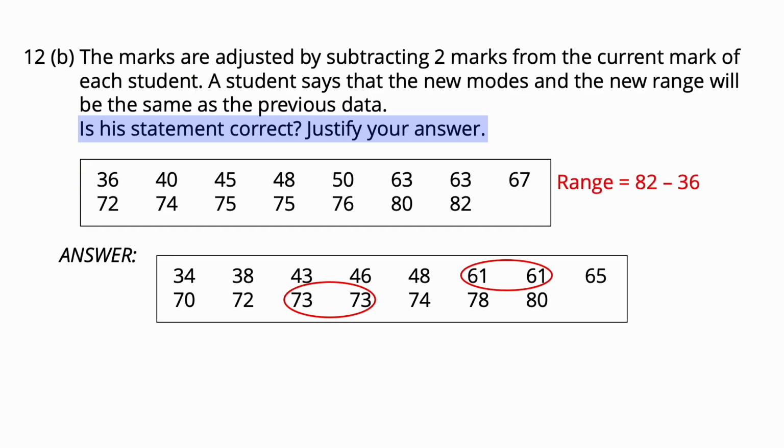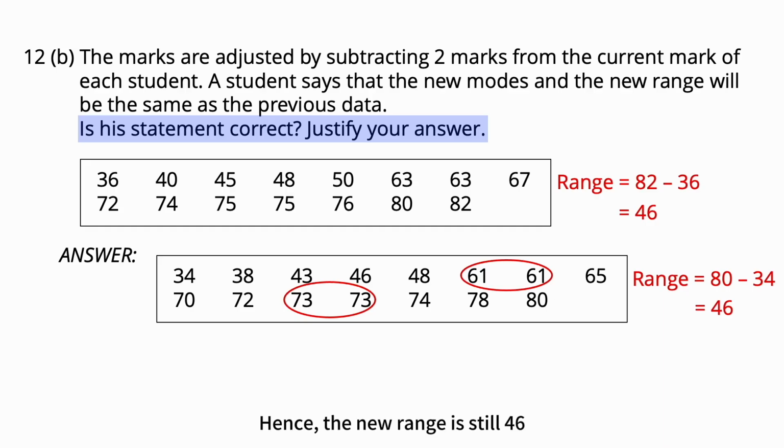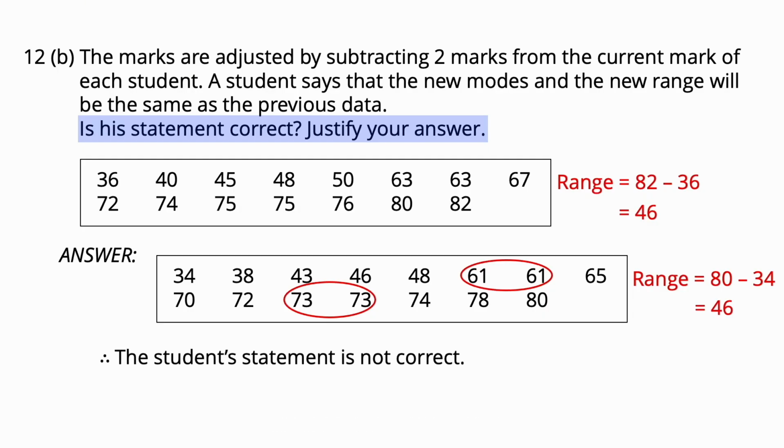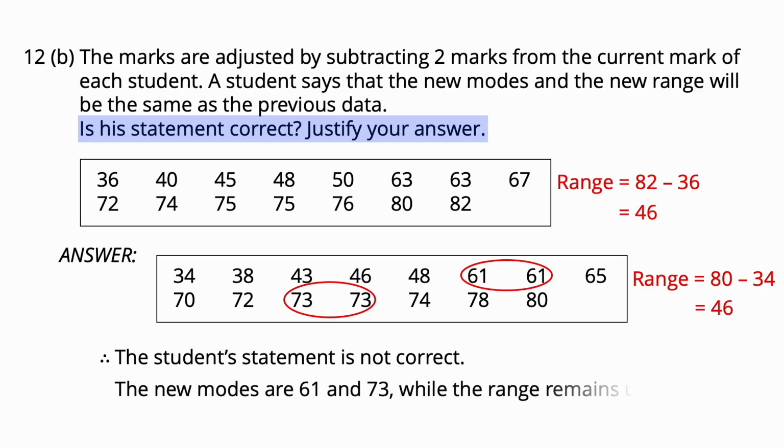82 minus 36 equals 46. And 80 minus 34 equals 46. Hence, the new range is still 46, but the modes have changed. Therefore, the student's statement is not correct. After subtracting 2 marks from each score, the new modes are 61 and 73, while the range remains unchanged.